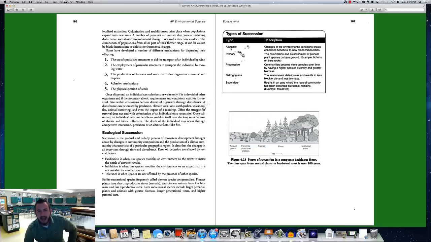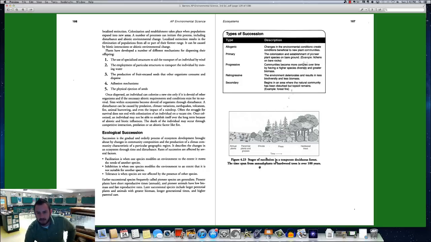So there are types of succession. There's allogenic, which is changes in the environmental conditions that create conditions beneficial to new plant communities. Primary succession, the colonization established by a pioneer species like lichens on bare rock. Progressive, which are communities that become more complex over time by having higher species diversity and greater biomass. Retrogressive, where the environment deteriorates and results in less biodiversity, working backwards against the positive feedback loop of succession. And also secondary, which begins in an area where the natural community has already been disturbed, like forest fires or clearing of a field for farming, things like that.